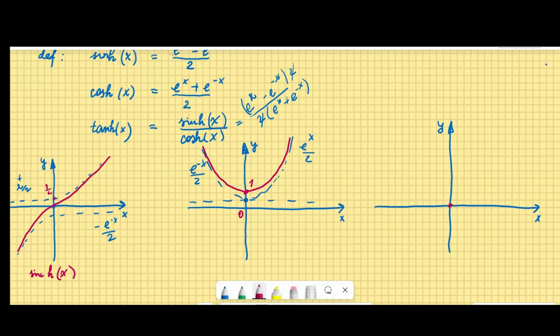Positive infinity, large x's. So e to the power of negative x goes to 0, and we have e to the power of x over e to the power of x, which is going to go to 1, right? So my graph is going to have, oh, well, I'm supposed to use a blue color to do asymptotes. It's going to have a horizontal asymptote.